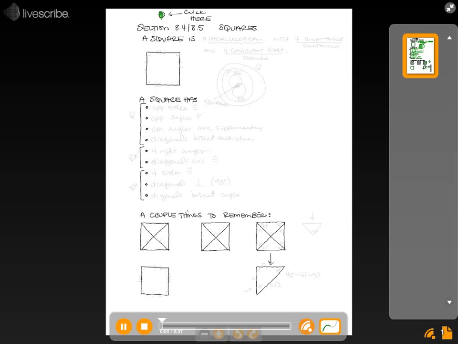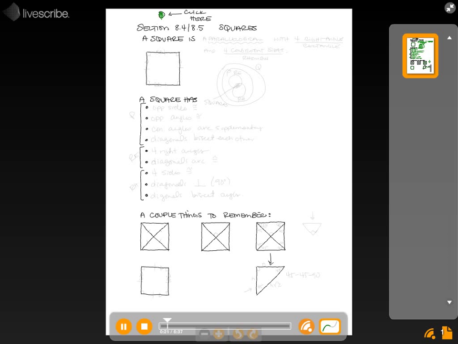Alright, these are your notes for section 8.4 and 8.5 on squares. Alright, we already know, I think everybody knows how to identify a square. If you saw a square, you'd be able to know what it was. We're going to give it a more formal definition, and then we're going to talk about its properties.